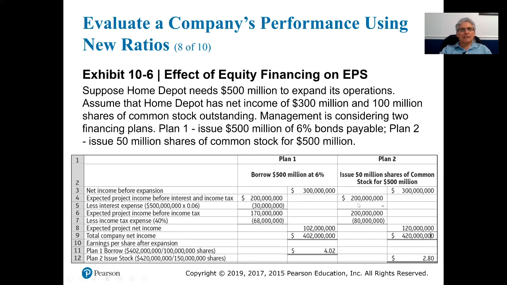Now, interestingly enough, we don't deduct for interest expense here. However, because our income is higher as compared to the issuance of debt, we're going to end up paying more in taxes. So 68 million was paid in taxes under plan one, but 80 million is going to be paid under plan two because we're taking the 200 million and multiplying it times the 40%.